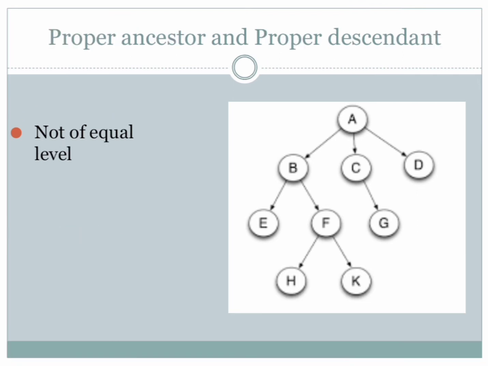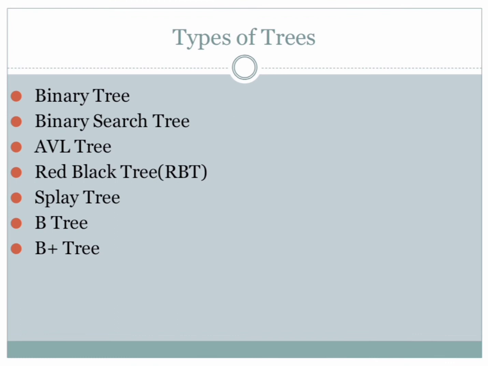Proper ancestor and proper descendant. For an example, proper is nothing but if nodes are not of equal level, then they are called as proper. Proper ancestor and proper descendant is nothing but they should have their own parents. That is, F will be considered as a proper descendant of B and not a proper descendant of C. It will not be a direct parent. This is what is proper ancestor and proper descendant. Ancestor is nothing but the parent node and descendant is the child node.